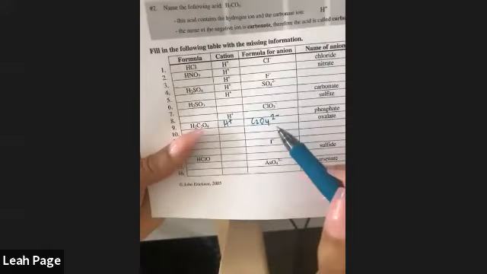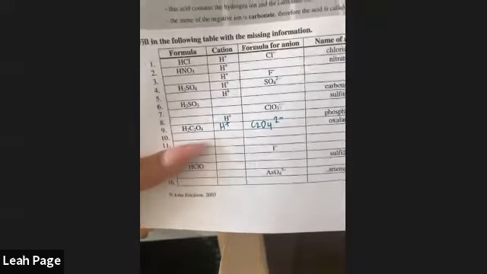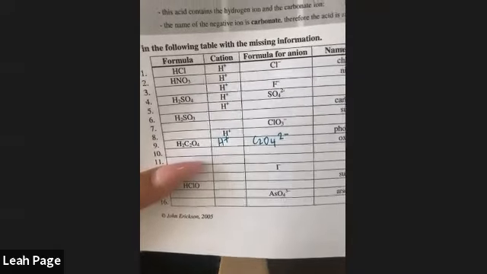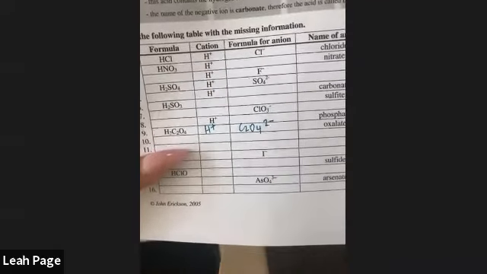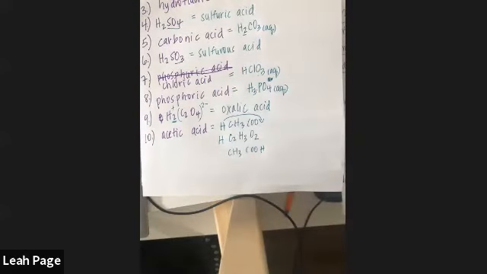So then when you switch it, you say, oh, I need 2 hydrogens for every 1 oxalate. Okay. So on this chart, for what you just demonstrated, all of the cations are just going to be H plus. Right. Okay. Any other questions? All right, so that's naming acids.